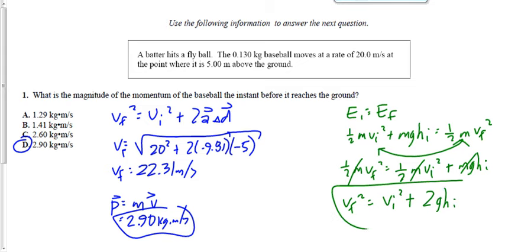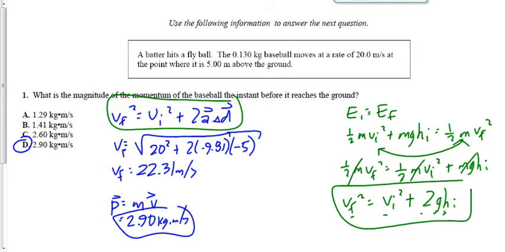What does that look like? It looks like this, right? VF squared is equal to VI squared plus 2 times, what's G? Acceleration. What's H? The displacement, yeah. Make sense? Either way is going to get you the same answer because it's really the same thing.